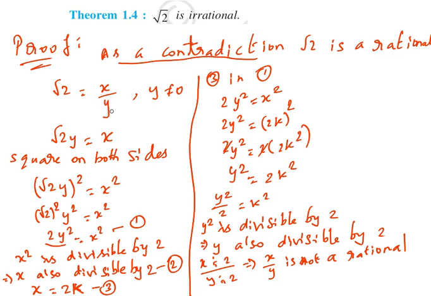What have we assumed for x by y? x by y equal to root 2. So root 2 is not a rational number. So this is the contradiction of our assumption that root 2 is a rational number. So definitely it is a contradiction. Root 2 is definitely not a rational number. So root 2 is an irrational number.